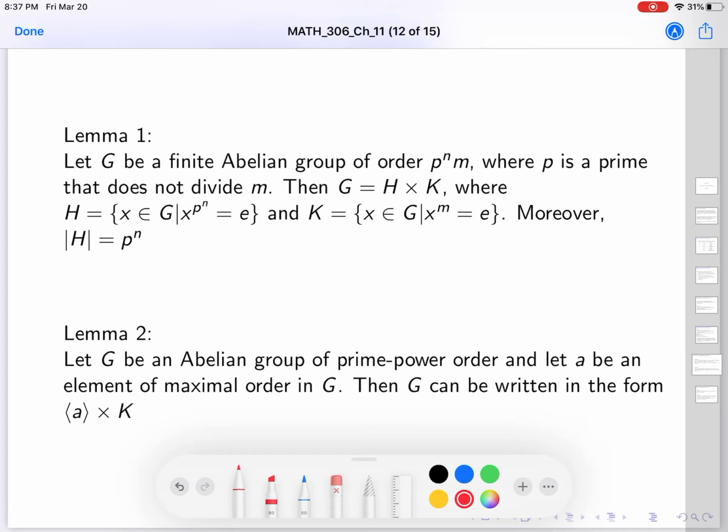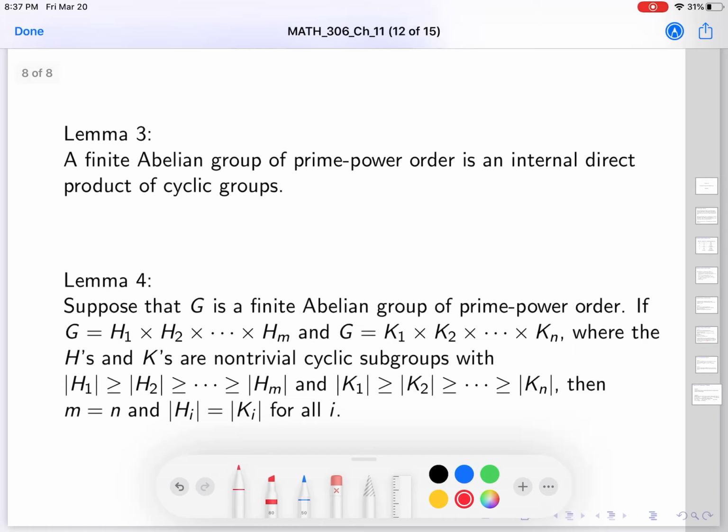Our second lemma says, let G be an abelian group of prime power order, and let a be an element of maximal order in G. Then G can be written in this form: the cyclic subgroup generated by a, internal direct product K. And two more lemmas to finish us off. A finite abelian group of prime power order is an internal direct product of cyclic subgroups.